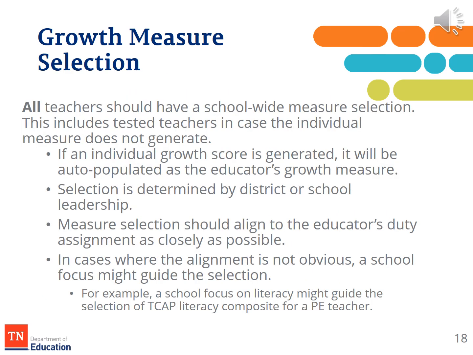All teachers must select a school-wide growth score measure in T-Encompass. Those teachers anticipating an individual growth score must still select a school-wide measure as a backup in case the individual growth score does not generate. If an individual growth score is generated, it will be auto-populated as the educator's growth measure.